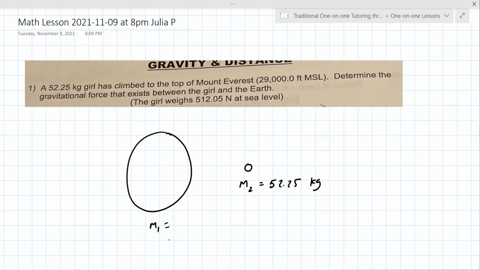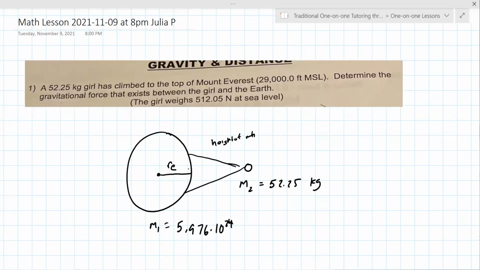The mass of the Earth is a known value. It's 5.976 times 10 to the 24th. And this is probably the hardest part, the distance. So like this is exaggerated, but there's the radius of the Earth plus the height of the mountain, because she's not on the surface of the Earth anymore. She's taller, to say the least.